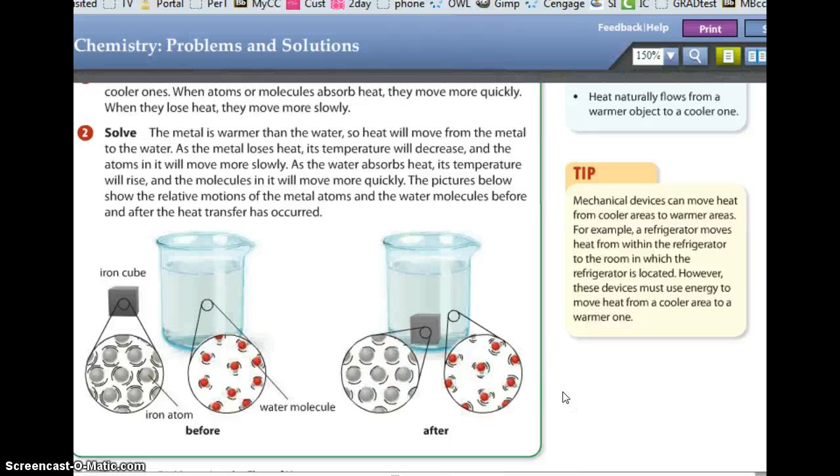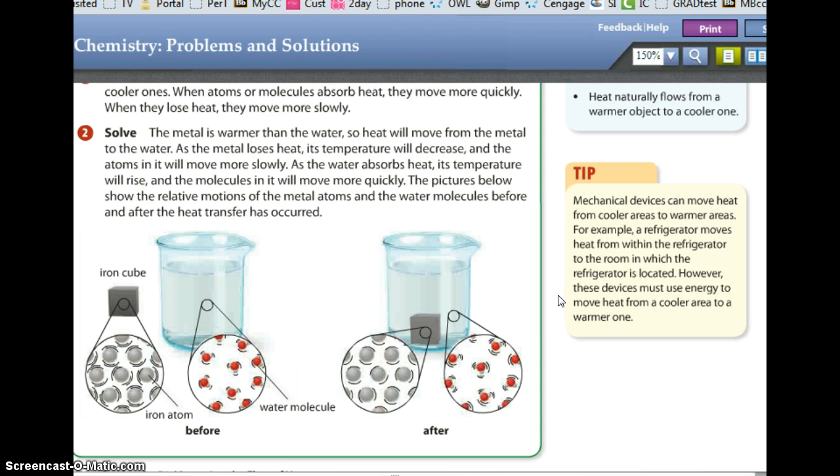This is part 2 of 4.03, the review for heat. And the tip is mechanical devices can move heat from cooler areas to warmer areas. For example, a refrigerator moves heat from within the refrigerator to the room in which the refrigerator is located. However, these devices must use energy to move heat from a cooler area to a warmer one.